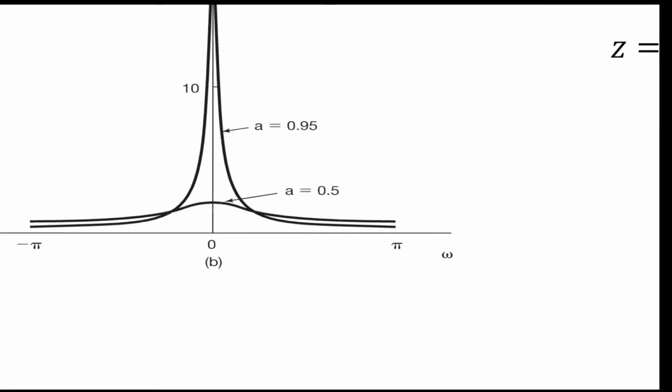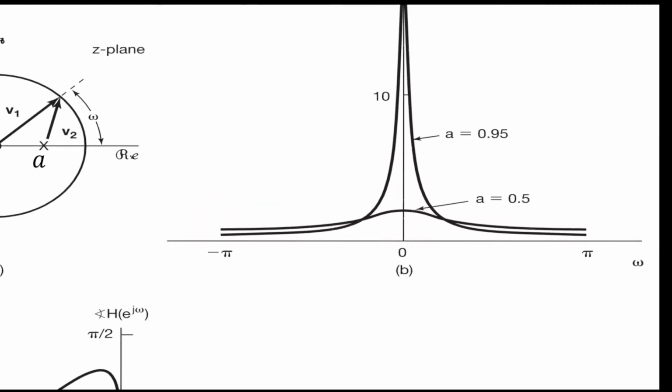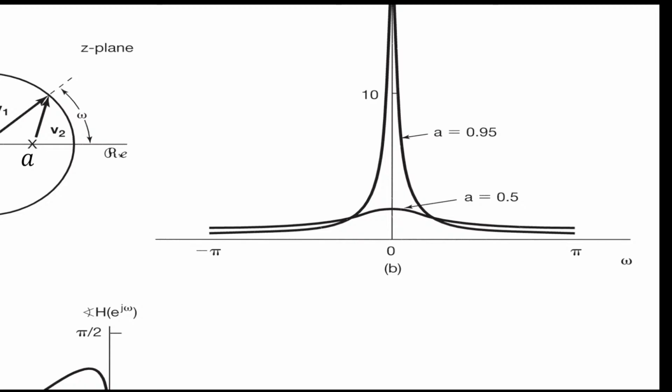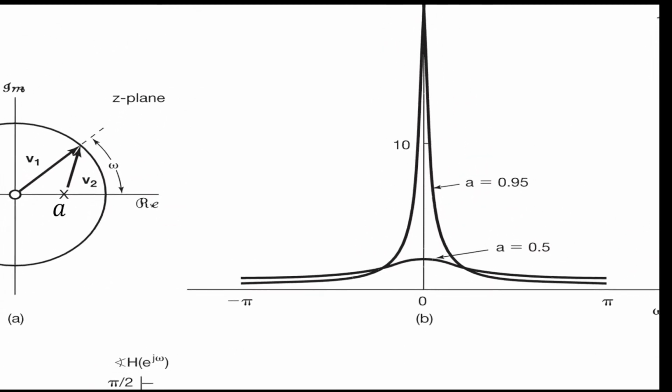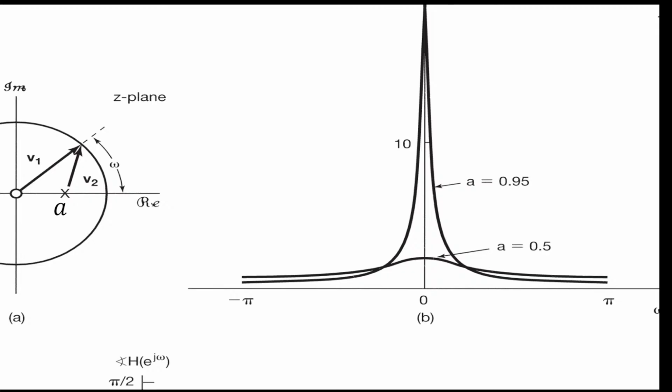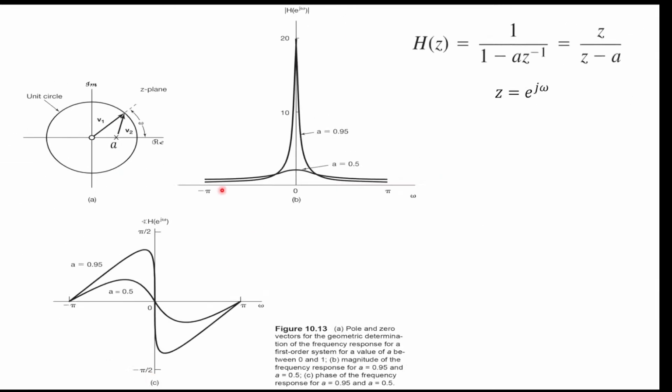So here we have a small A, I guess it's actually a larger A. So A equal to 0.95, then you have a much higher peak, and A equal to 0.5, you have a smaller peak. And so it's easier to see the amplitude, and we can also analyze the phase.